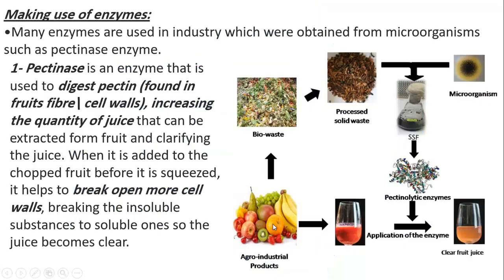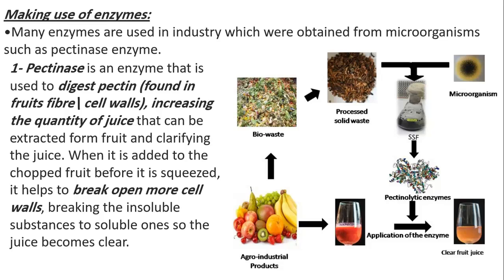Okay, now let's go to the other side of the whole map. Now let's see how we use microorganisms to make enzymes. The first enzyme is pectinase enzyme. Since it's called pectinase enzyme, the substrate is pectin. So what's pectin? It is a material that's found in the fruit fibers and the fruit cell walls. So when we add pectinase to the fruit before squeezing it to turn it into juice, this breaks down its fibers and also breaks down its cell walls.